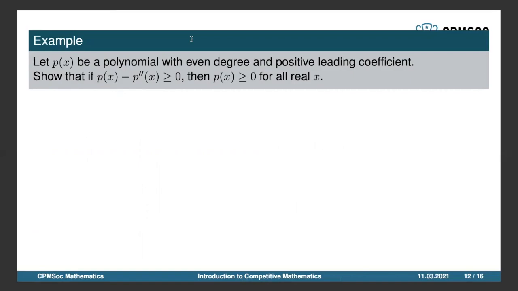Okay, so we've got some polynomial, which hopefully you're familiar with from high school, and it has even degree and a positive leading coefficient. If you're familiar with the shape of polynomials, we know it's going to be kind of like a smiley face, right? Now, we're trying to show that if p of x minus the second derivative of p at x is greater than 0, then p of x is greater than or equal to 0, right?